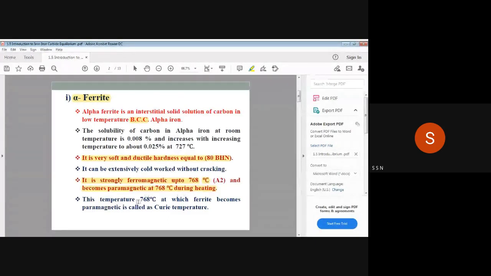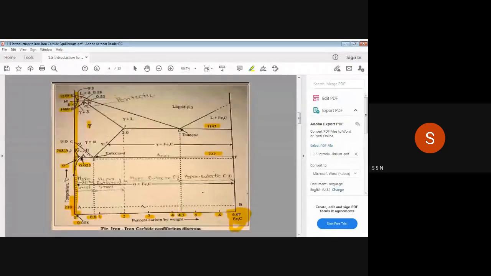Paramagnetic means non-magnetic properties are starting to be achieved. Ferromagnetic means it has good magnetic properties. So up to this temperature, alpha ferrite has ferromagnetic properties, and above this it will have paramagnetic properties. Understand? That means up to this temperature, whatever phase of iron there is has good magnetic properties, that is, it is ferromagnetic.